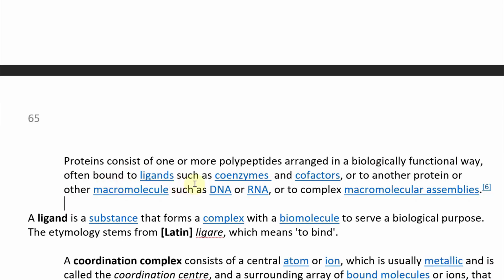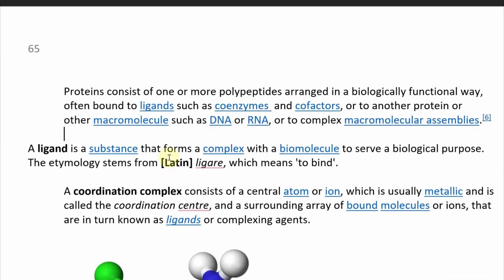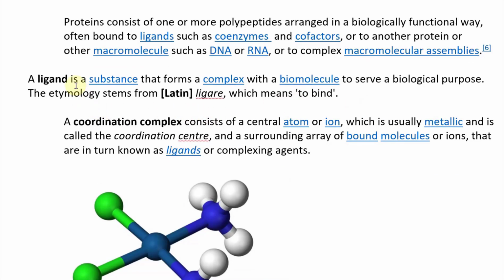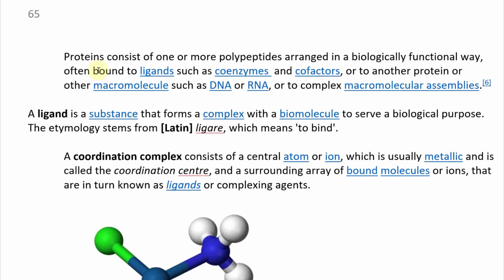Often bound to ligands such as coenzymes and cofactors, or to other proteins, or other macromolecules such as DNA or RNA. So a bunch of amino acids connected to other macromolecules, such as, again, DNA, RNA, or to complex macromolecular assemblies, a whole bunch together. So protein is often bound to ligands, such as coenzymes, cofactors.